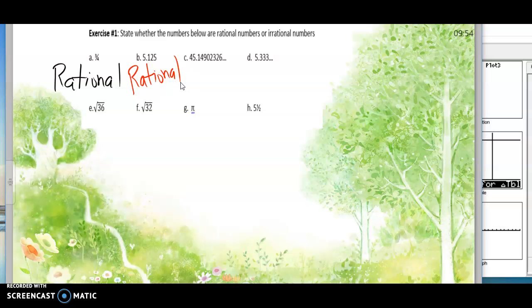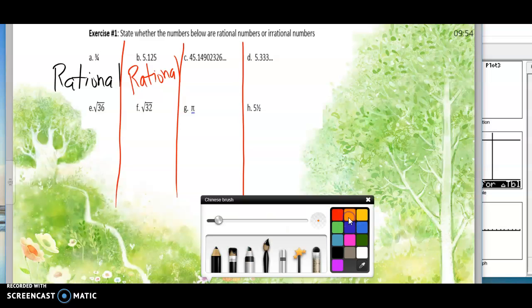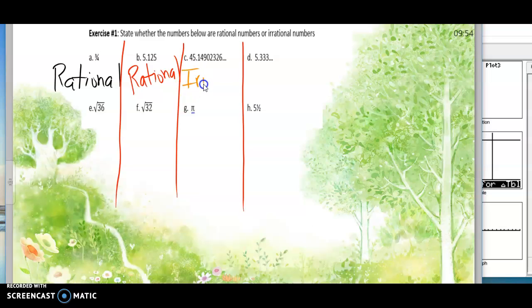Next up, letter C. And I probably should put some dividers in here so we can see. 45.14902326. That number is never ending because of the 3 dots, and therefore is irrational. There's our first Karen. She's just not going to stop. She's just going to keep talking, not let that person park.